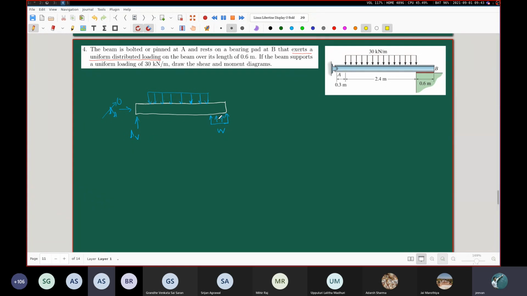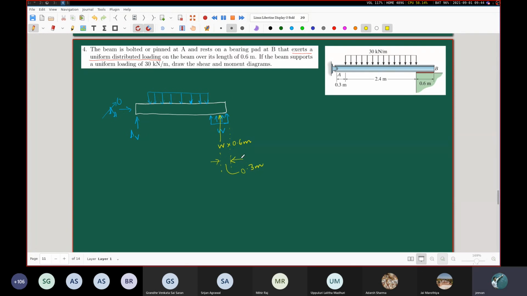You can take the equivalent force due to this. This is over this distance of 0.6 meters, so W into 0.6 meters. That is the equivalent force. And that force is acting at a distance of 0.3 meters from the point B. So this distance here is going to be 0.3 meters.